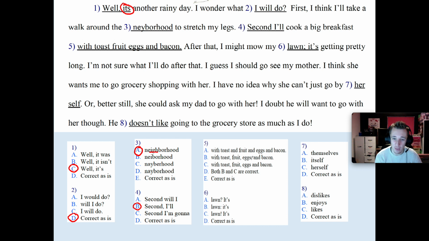It's nearly there, but you don't need the comma before the and. With toast, fruit, eggs, and bacon. I think we're on a winner. Both B and C are correct. Correct as it is.